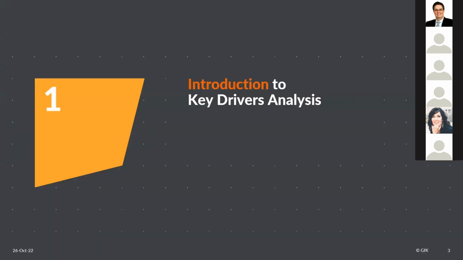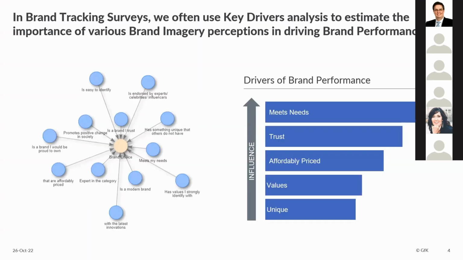Okay, so just starting with an introduction to how we use key drivers analysis in brand trackers. Typically within brand trackers, we're asking respondents in a survey setting how they think brands are performing on certain brand imagery perceptions. Then we can use key drivers analysis to understand how important each of those individual brand imagery perceptions is in driving some kind of overall brand performance measure. Typically we will look at what drives brand consideration, brand preference, brand recommendation, things like that.